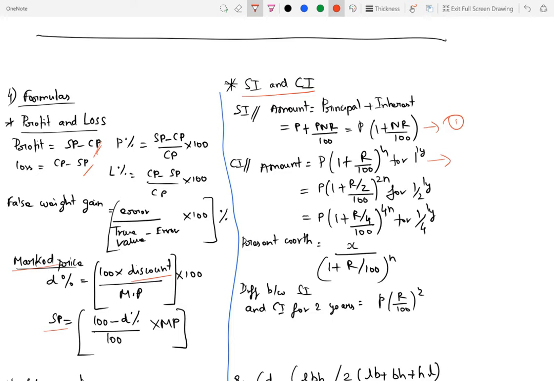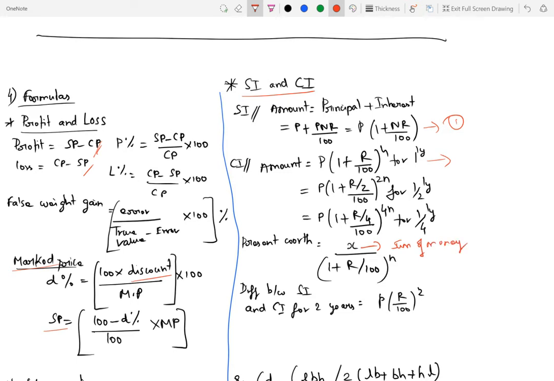For quarterly, P into 1 plus R by 4 by 100 the whole power 4n. Okay, so it is very easy, right? The present worth of an object or of any item is x by 1 plus R by 100 the whole power n. So what is the x? X is nothing but sum of money.